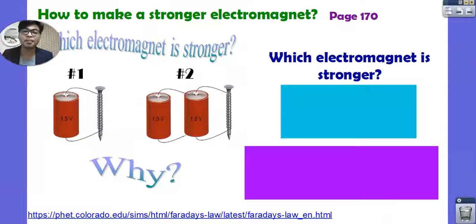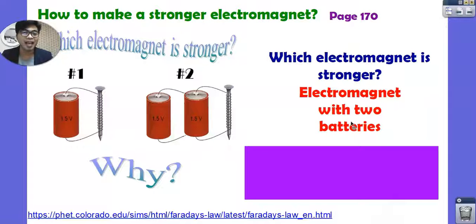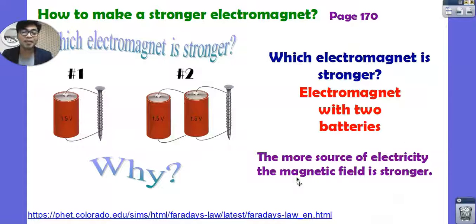Well, how about the number of power sources that we have here? For number 1, we only have a 1.5 volt battery. For number 2, we have two 1.5 volt batteries. So which of the two do you think would produce a stronger electromagnet? Is it number 1 or number 2? Okay, definitely it's the number 2 electromagnet with the 2 batteries. Why is that so? Because of course, the more sources of electricity, the more electric current there would be, and the stronger the electromagnet, or the stronger the magnetic field, we are going to produce out of that.